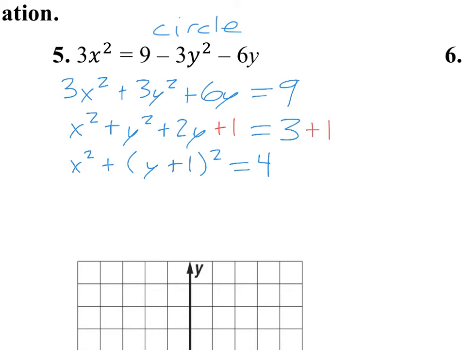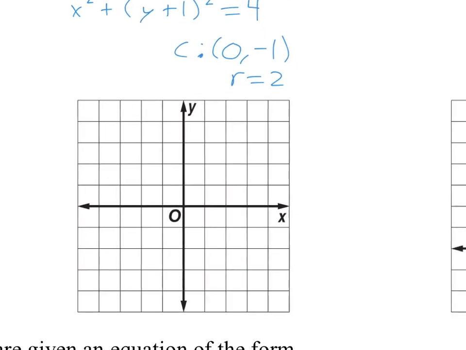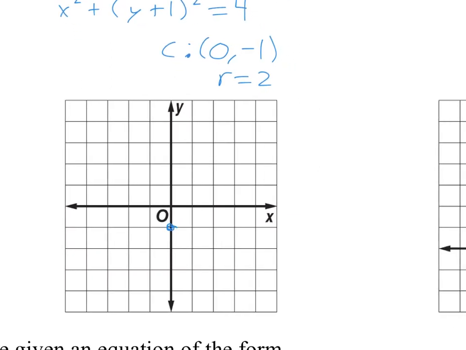All right, so there's the equation in standard form. They don't ask for it, but I'm going to write it down anyway. The center is 0, -1, and the radius is 2. All right, so I go to 0, -1, and I go up 2, down 2, left 2, and right 2, and I draw my circle.